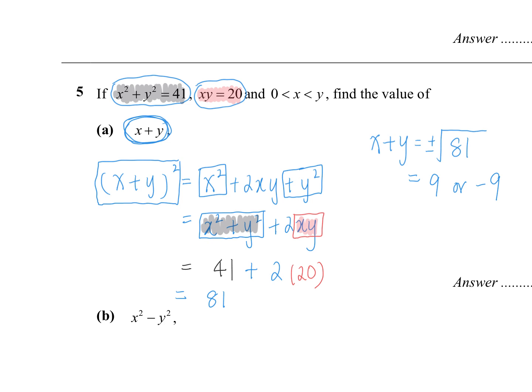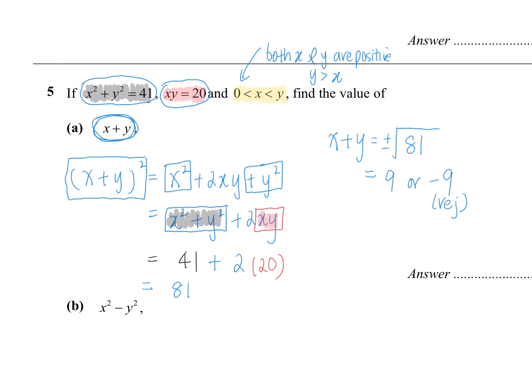Okay, but you need to take note that they gave you a criteria here. What they are saying is both x and y are positive, and y is greater than x. So that means I cannot have negative 9 as a solution. I need to reject this one, because both numbers are positive. When I add them up, they cannot be negative. So my answer is just 9. Okay, so this one, be careful.